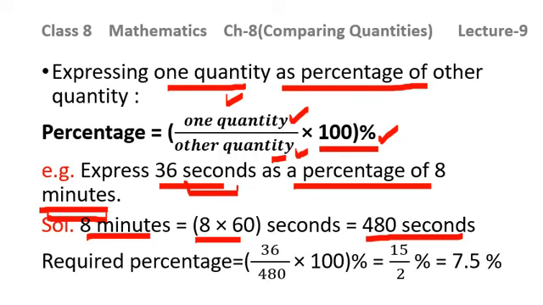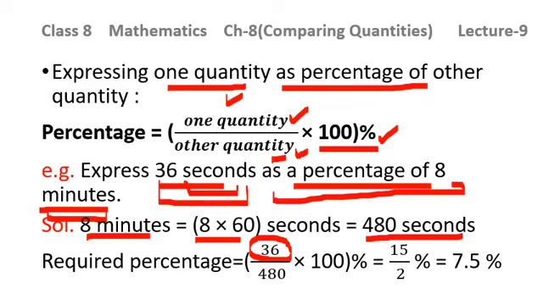Now the required percentage, one quantity. Why have we taken 36 in the numerator? Because we need to express this 36 as a percentage of this, so it will be written in the numerator, and 480, that is the whole quantity, will be written in the denominator into 100%. After solving, you will get 15 over 2%, that is equal to 7.5%.